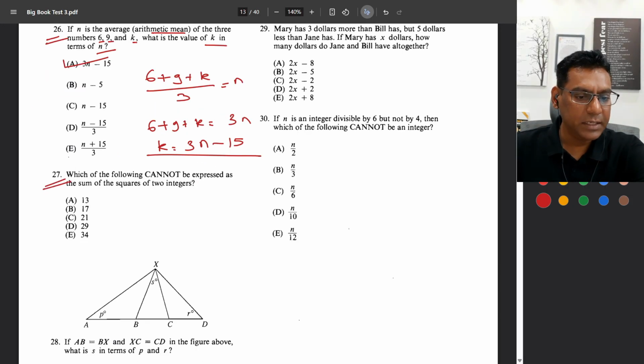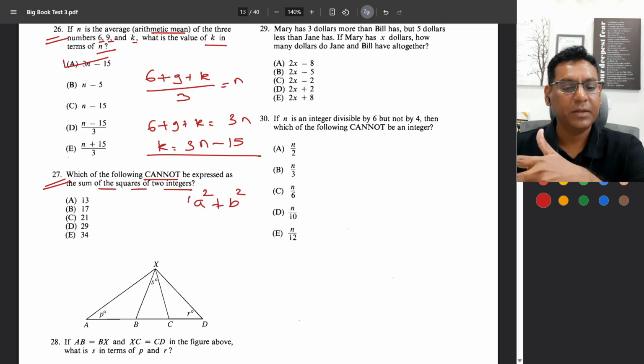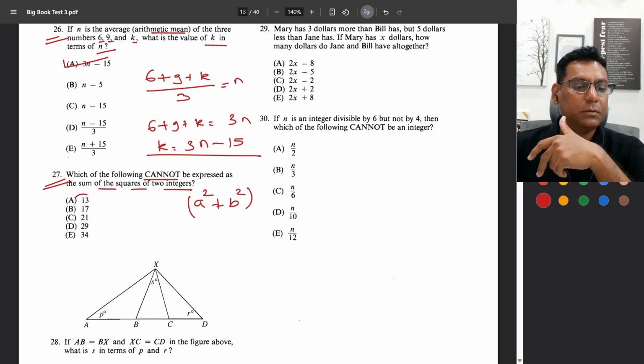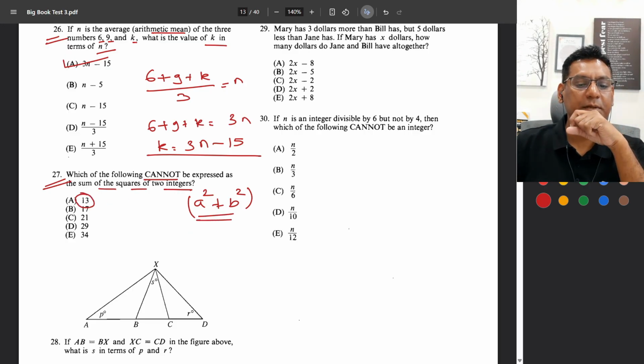Okay, 27. Which of the following cannot be expressed as the sum of squares of two integers? Okay, sum of squares of two integers. That means a is an integer, its square; b is also an integer, its square. I take the sum and I should be able to get this number. Okay, am I able to get 13? That I can express like this.